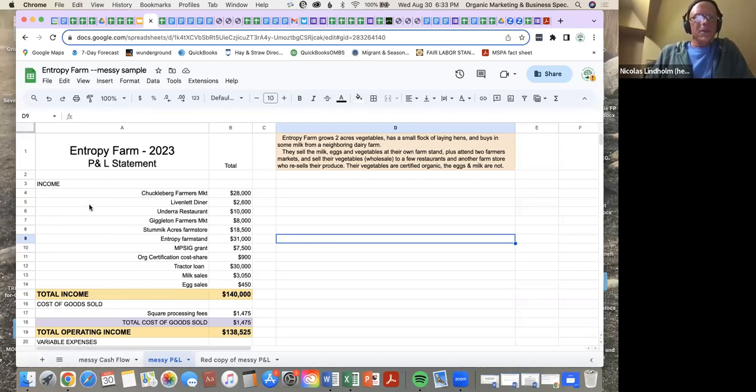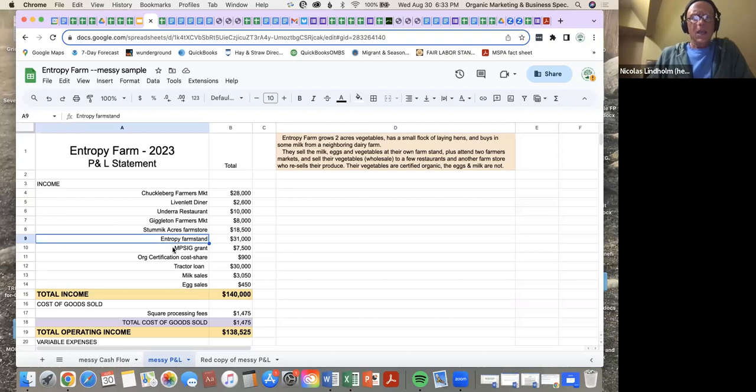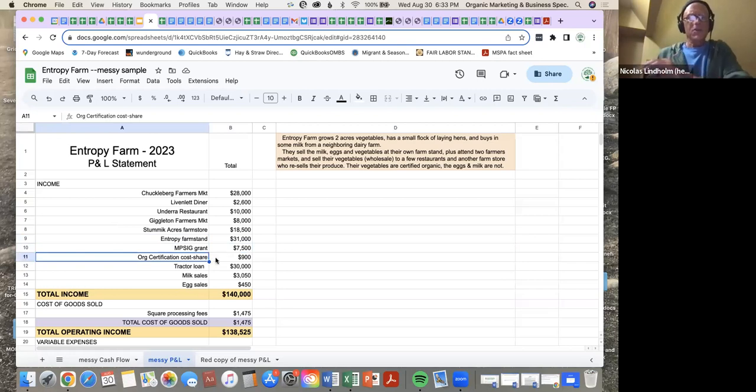So looking through their income section on their chart of accounts, it looks like, yeah, there's a couple farmers markets in here, some restaurants. There's their farm stand. Oh, wait a minute. There's a grant that they put in here. And their certification cost share. When you're certified organic, the USDA and MOFGA have a cost share. You get some money at the end of the year back. So that's income. Oh, and looks like they got a tractor loan.